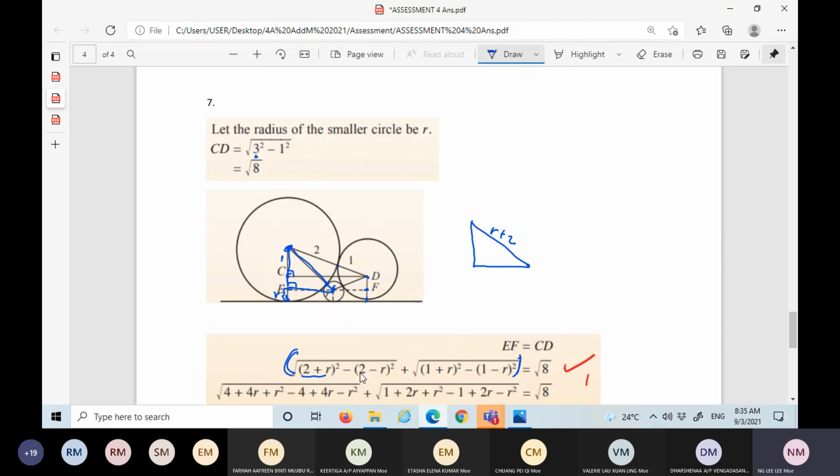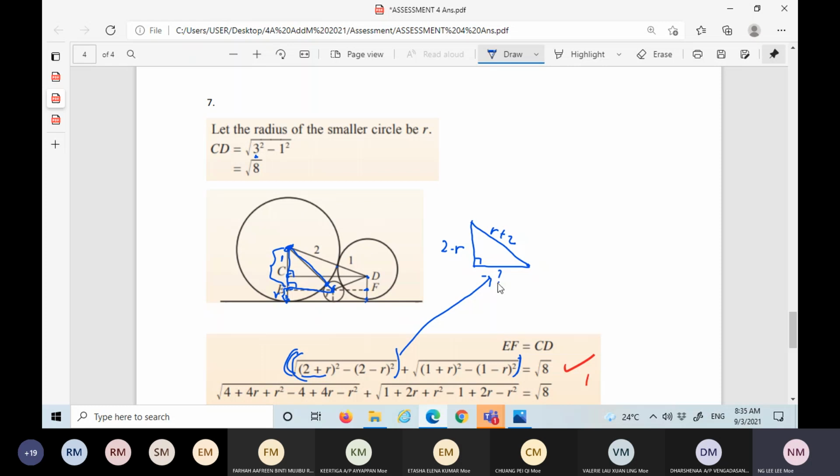Then 2 minus R is here. The whole thing is 2, then here is R, so here is 2 minus R. Same thing, this is a right angle triangle. They are finding this length. So this one is this length.